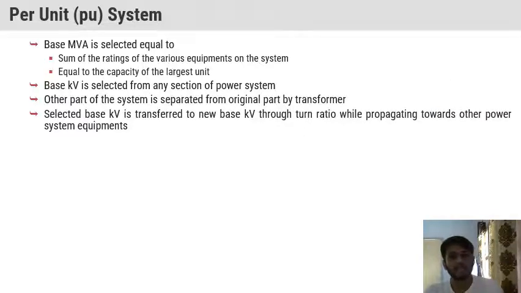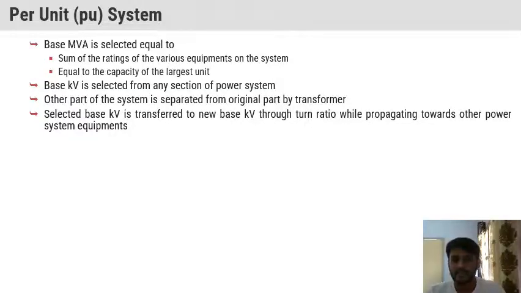Now, base MVA is selected. How can we select the base value? Base MVA is selected equal to the sum of the ratings of various equipment on the system, or equal to the capacity of the largest unit. So while choosing the MVA value, keep in mind that you choose either the sum of the ratings of various equipment, or the largest unit value as the MVA base.